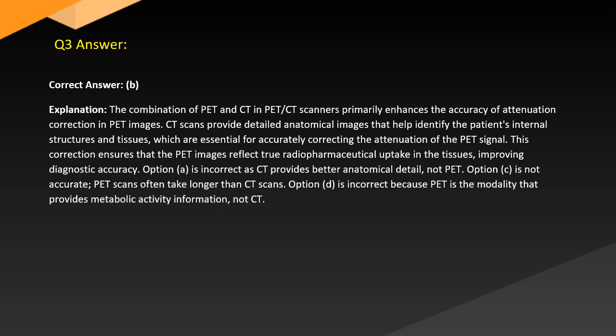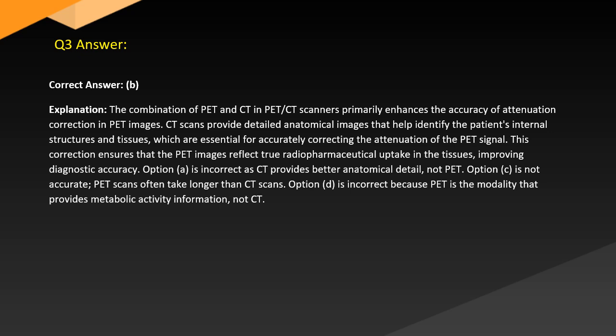Answer. Correct answer: B. Explanation. The combination of PET and CT in PET/CT scanners primarily enhances the accuracy of attenuation correction in PET images. CT scans provide detailed anatomical images that help identify the patient's internal structures and tissues, which are essential for accurately correcting the attenuation of the PET signal. This correction ensures that the PET images reflect true radiopharmaceutical uptake in the tissues, improving diagnostic accuracy.